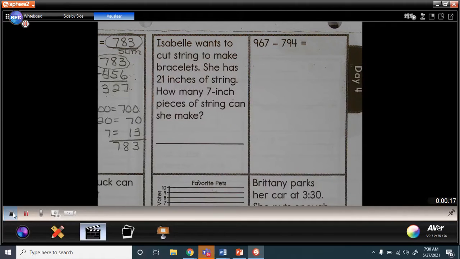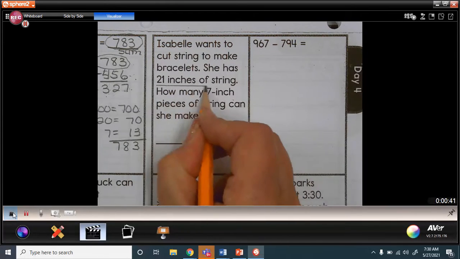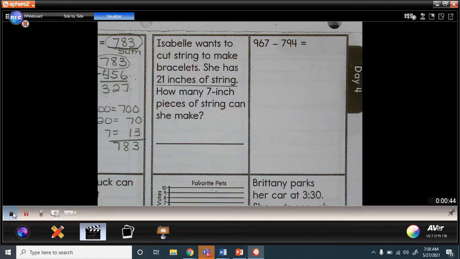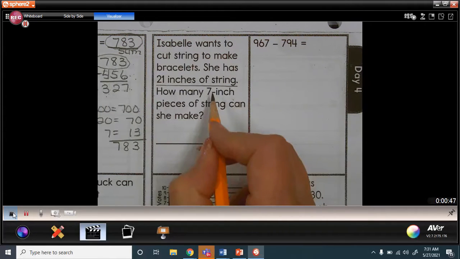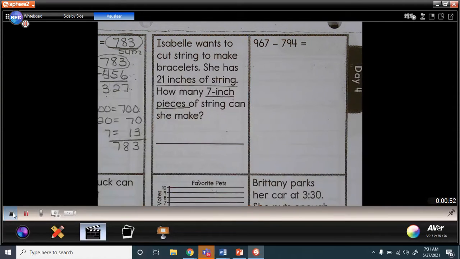And we have our first problem, which is a word problem, and it says, Isabel wants to cut string to make bracelets. She has 21 inches of string. So that's one length of string, and it says how many 7-inch pieces of string can she make? So if we recognize here, we have 21 inches of string. That's total string in length, and we're cutting it into parts or pieces that are 7 inches long.